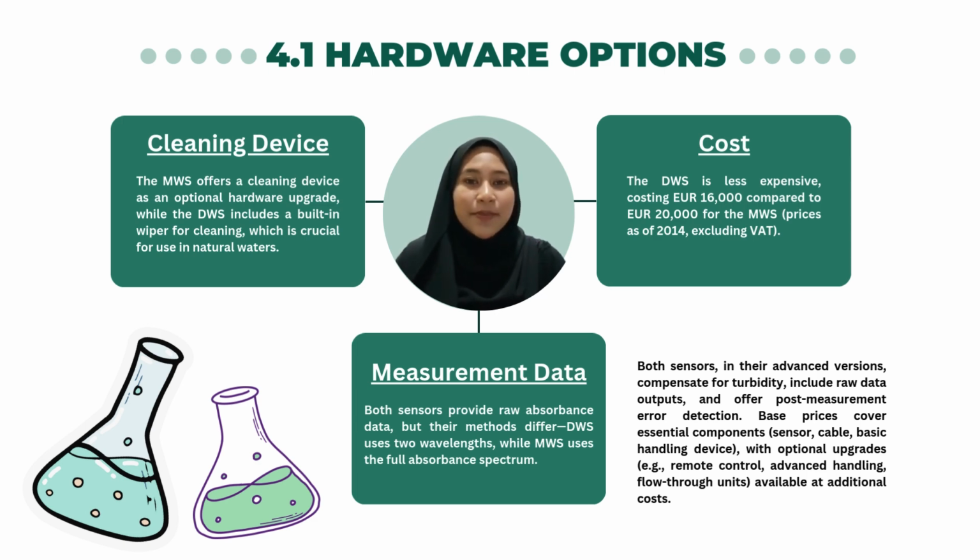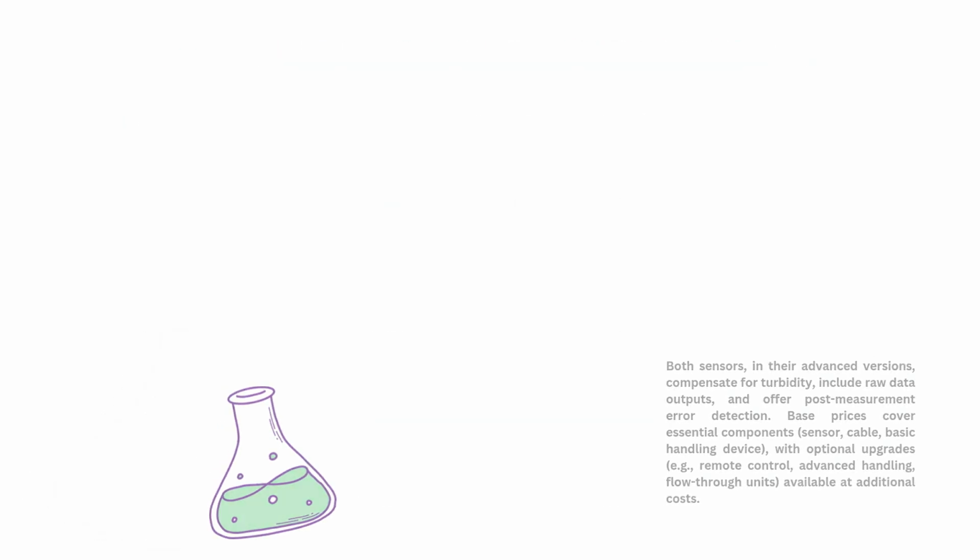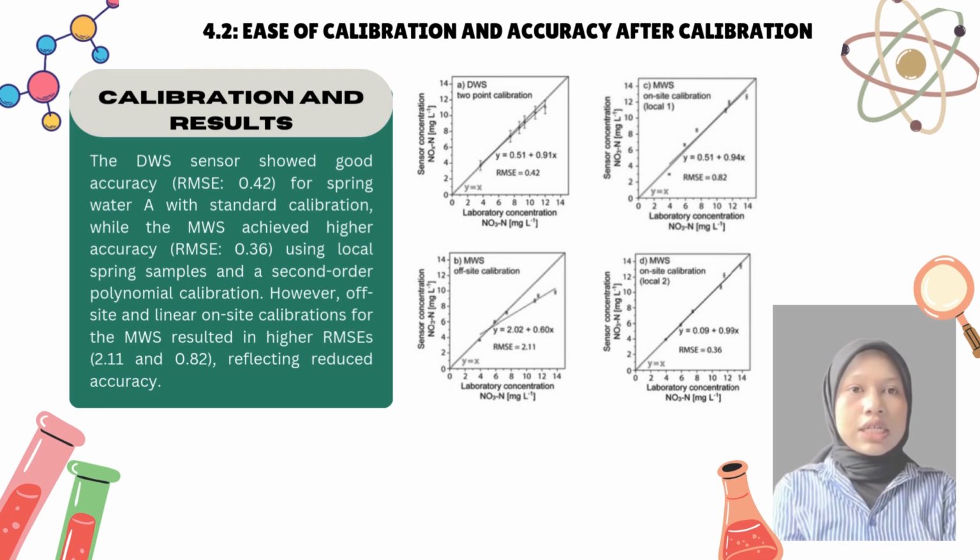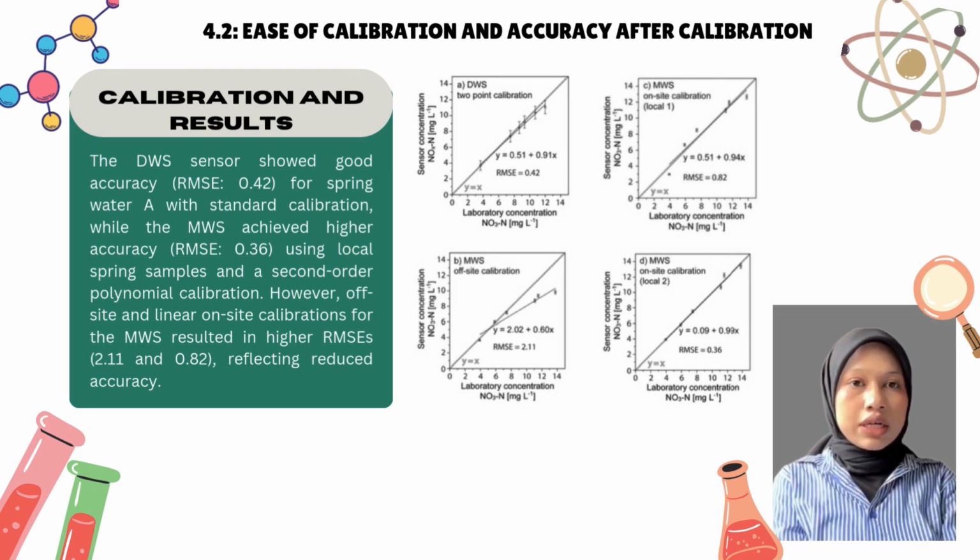Lastly, measurement data. Both sensors provide raw absorbance data, but the methods differ. The double wavelength spectrophotometer uses two wavelengths, while the multiple wavelength spectrophotometer uses the full absorbance spectrum. This section focuses on the calibration and accuracy of the DWS and MWS systems for measuring NO3-N in water.